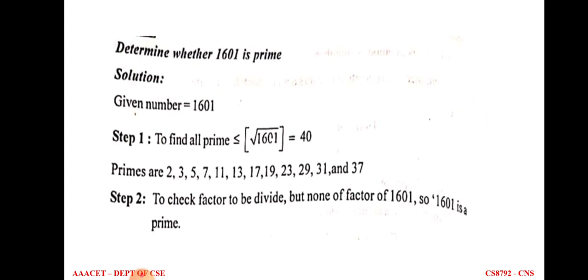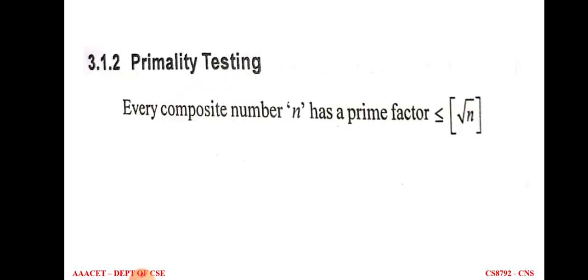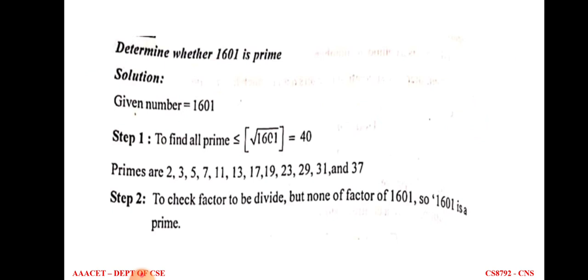Actually, if it is a single-digit number, we can easily identify whether it is prime or not. But if it is a very large number, then we can't easily identify that. So in that case we have to use this formula to find out whether it is a prime number. The given number is 1601, and we assume that it is small n. So n is equal to 1601.